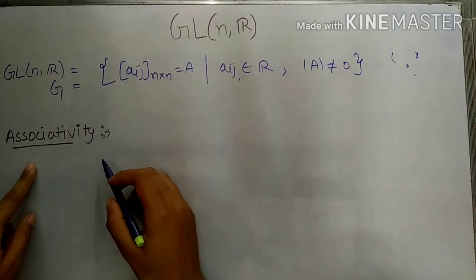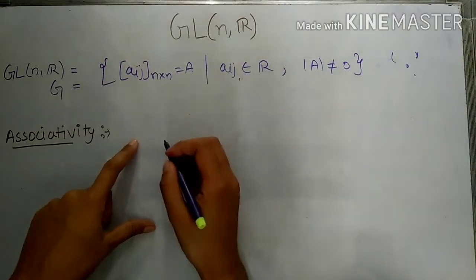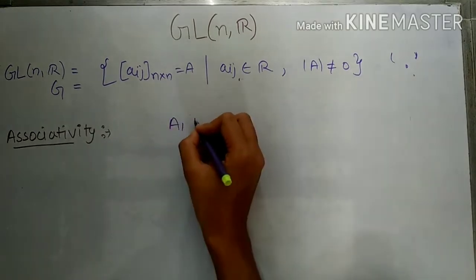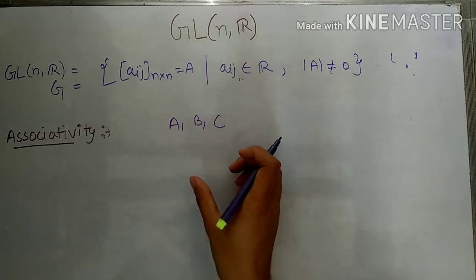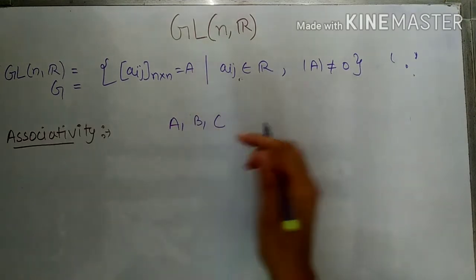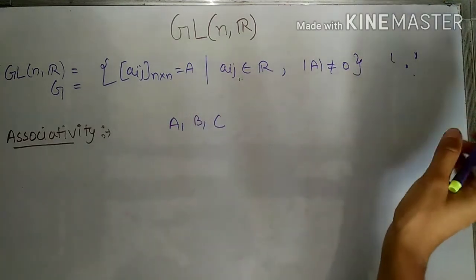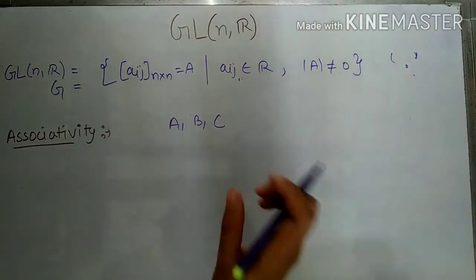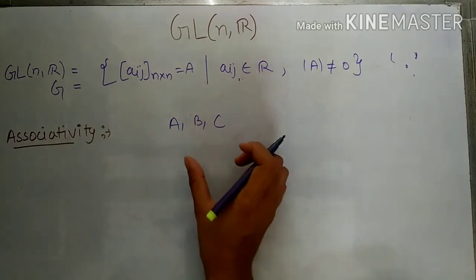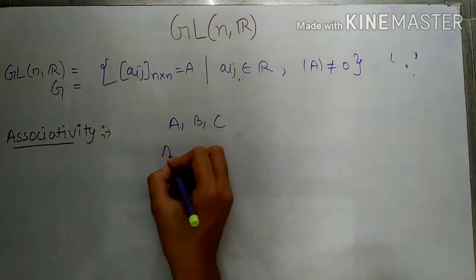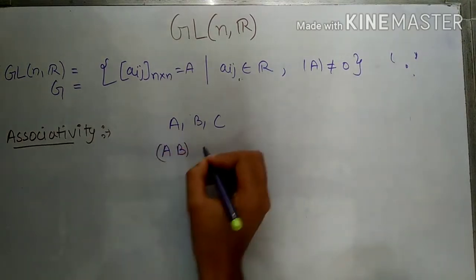So we will check here the property of associativity. Friends, if we take any three matrices of same order, these matrices will always satisfy the property of associativity under the operation of multiplication. That is, the order of these three matrices should be the same so that their multiplication is defined.